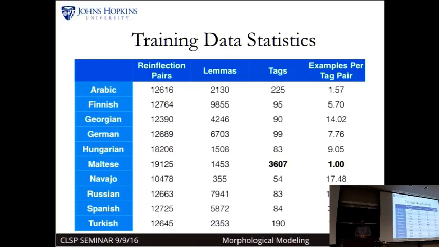Because in our data source, Maltese had extremely massive paradigms. So thousands of unique forms per lemma. So we were oftentimes only able to provide one example per unique inflection type.